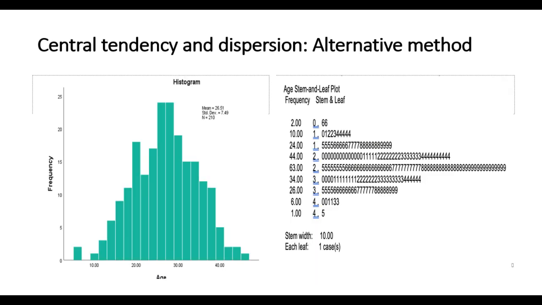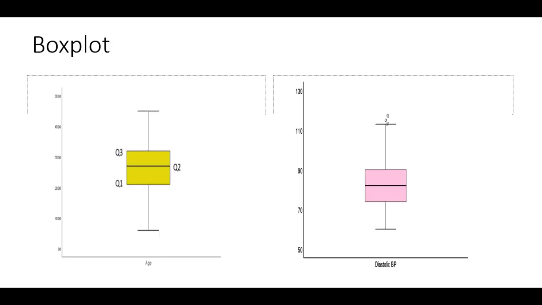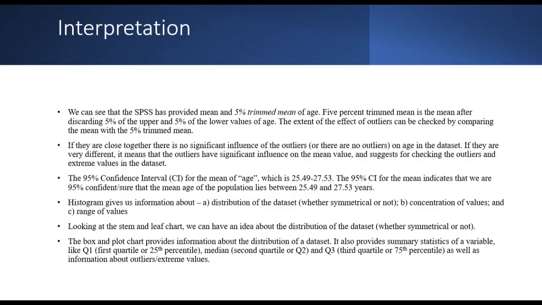Central tendency and dispersion, alternative method. Box plot. Interpretation. We can see that SPSS has provided the mean and 5% trimmed mean of age. The 5% trimmed mean is the mean after discarding 5% of the upper and 5% of the lower values of age. The extent of the effect of outliers can be checked by comparing the mean with the 5% trimmed mean.